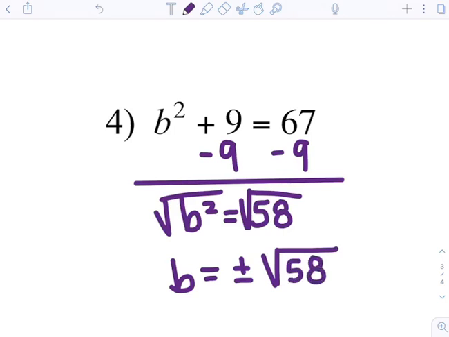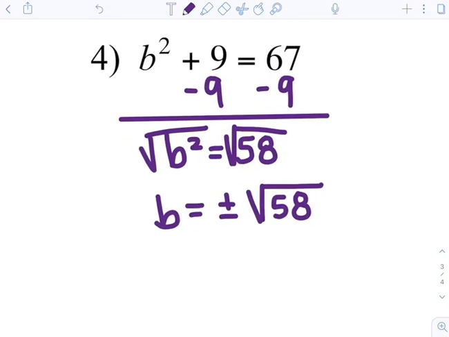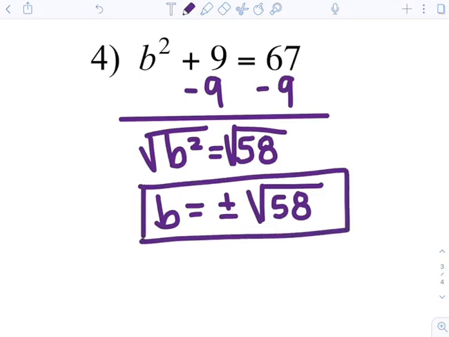And let me just check really quick, is there a perfect square that goes into 58? 4, nope, not 9. Okay, so there is no perfect square that goes into 58, so I can't simplify that further. So my answer is literally just positive square root of 58 and negative square root of 58.